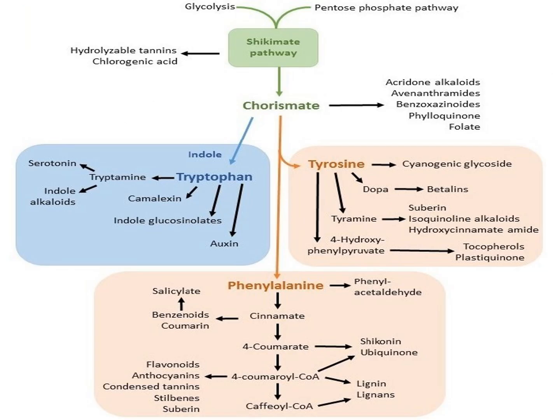Again, there is another chart for the role of the shikimic acid pathway. From the glycolysis and pentose phosphate pathway, erythrose phosphate and phosphoenol pyruvic acid will come. The shikimic acid pathway will be synthesized. Chorismic acid will be formed, and from chorismic acid, tryptophan, tyrosine, and phenylalanine will be formed.